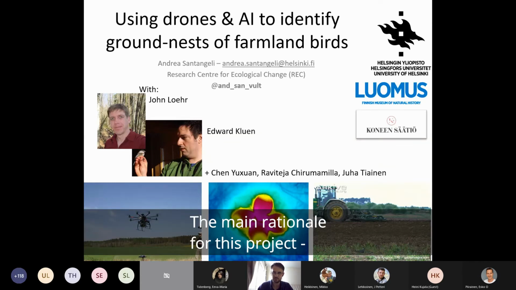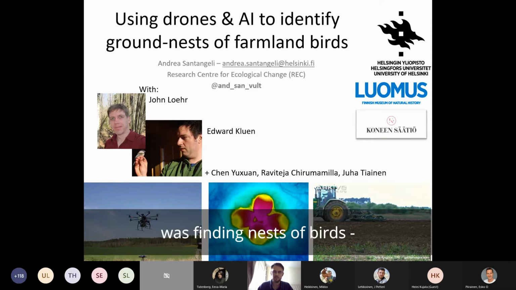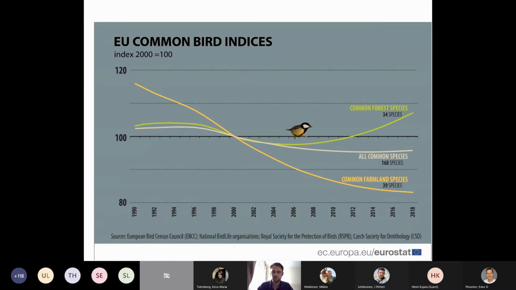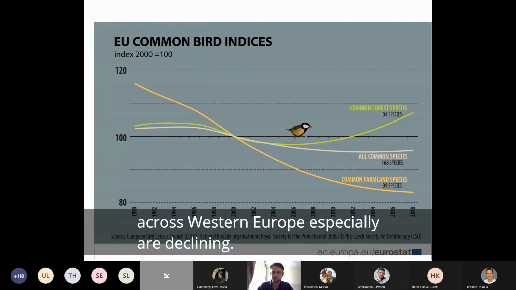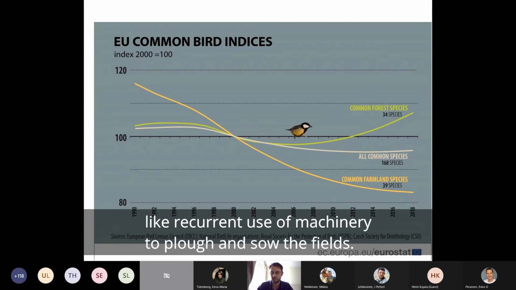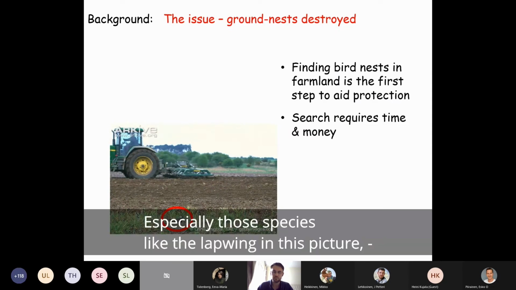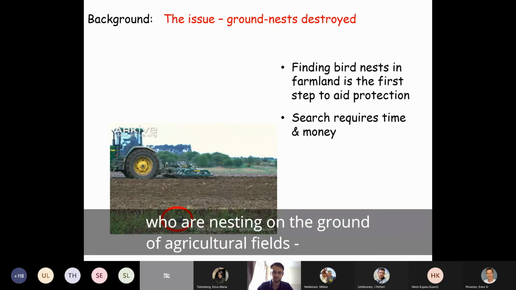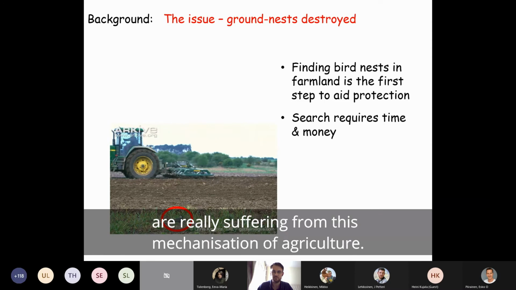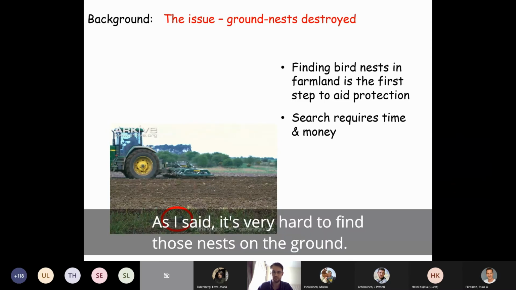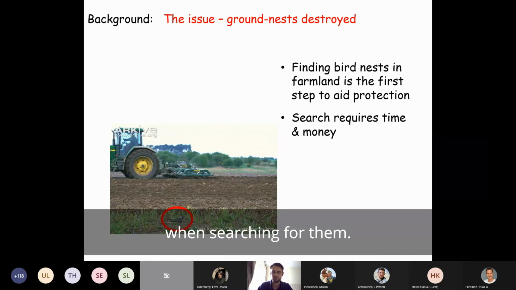And the main rationale for this project was that finding nests of birds in grounds of agricultural landscapes is very difficult, time-consuming, and often you miss a lot of nests because they're very difficult to spot. We know that farmland birds overall across Western Europe especially are declining, and mostly because of intensification of agricultural practices like recurrent use of machinery to plow and sow the fields. And so especially those species like the lapwing in this picture, who are nesting on the ground of agricultural fields, are really suffering from this mechanization of agriculture. And as I said, it's very hard to find those nests on the ground. Even if you almost step on them, you may miss them when searching for them.